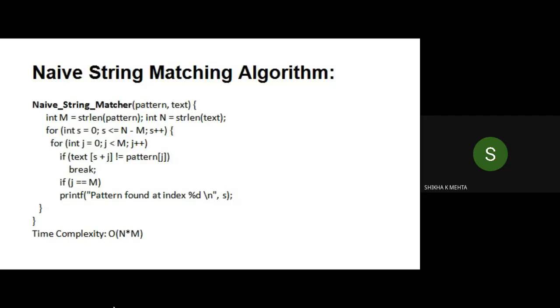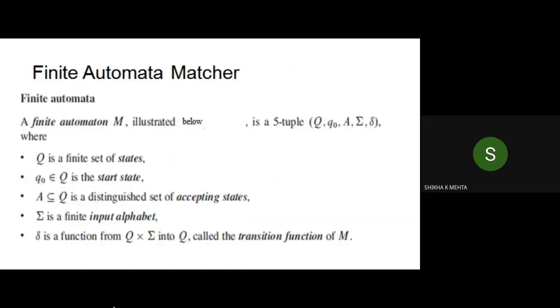When we are searching, if text of s plus j is not equal to pattern of j, we will break the loop and start again from there. And if j is equal to m, then we print the pattern. So at every stage we start from the next position, that means from the second index position, the third, and the nth index position. From here we can see that since there are two loops, one of size m and another of size n, the time complexity of this naive string matching algorithm is of the order of n into m.